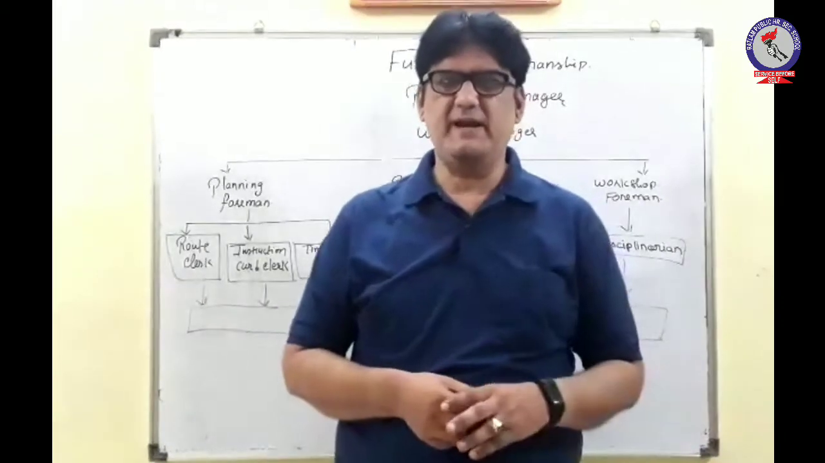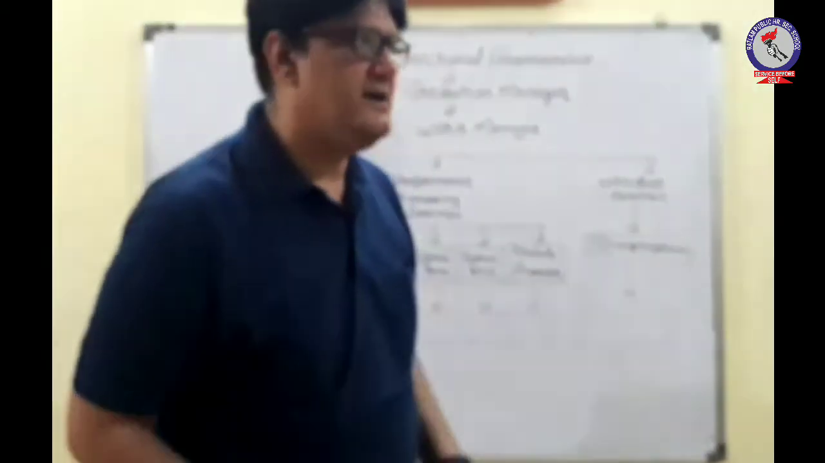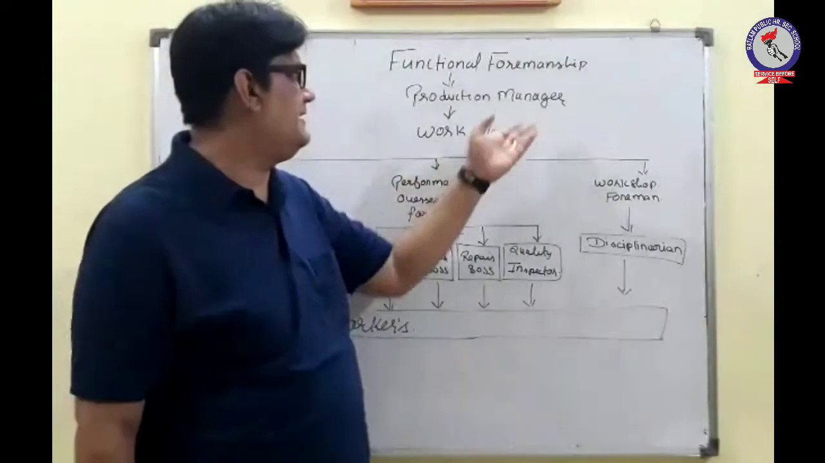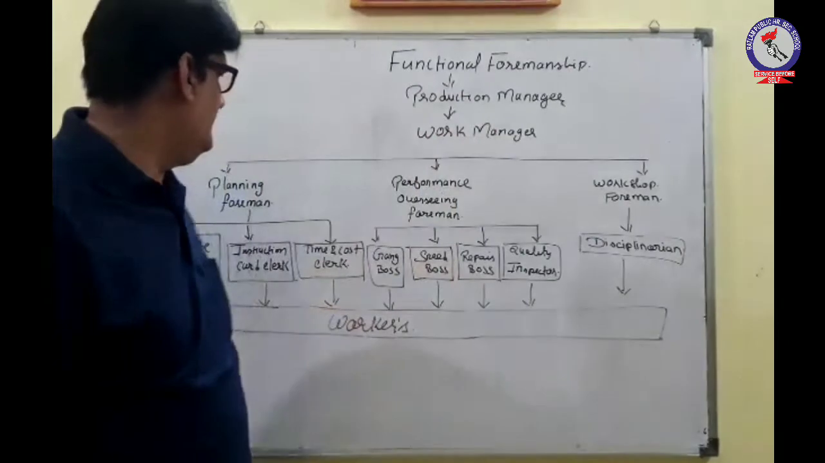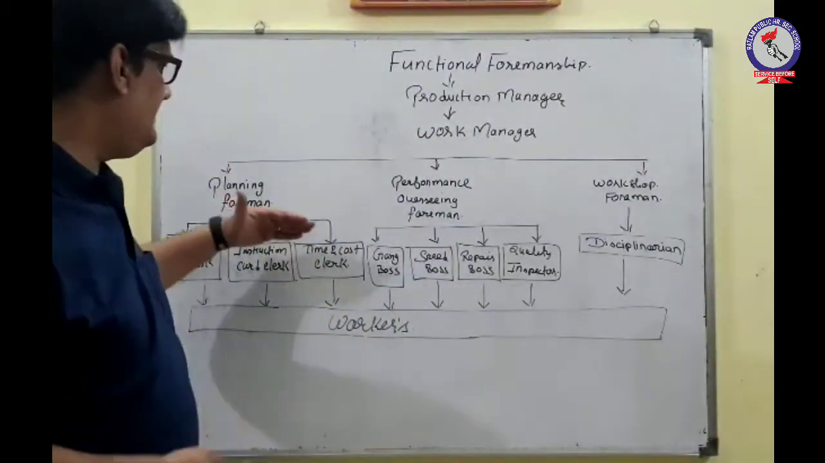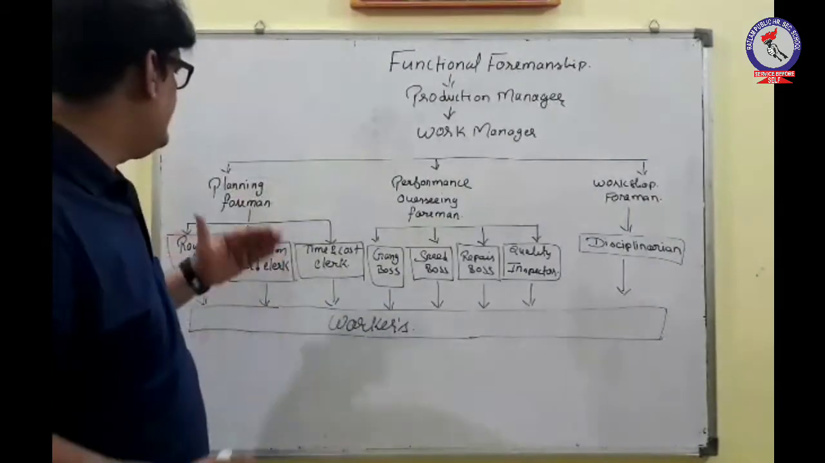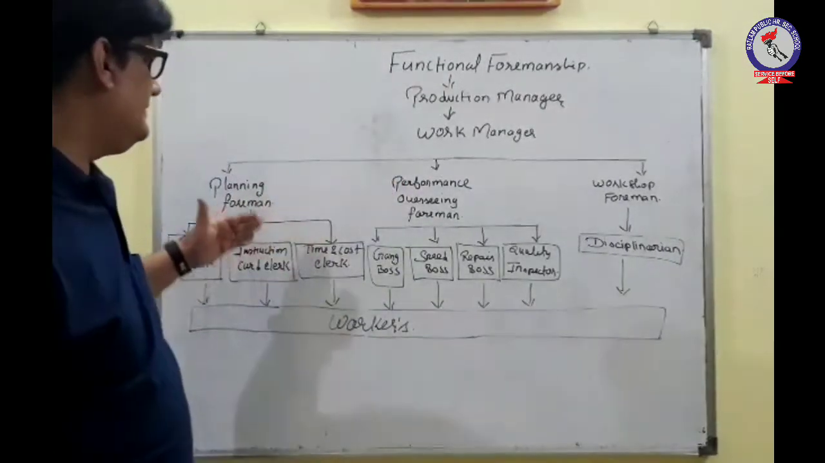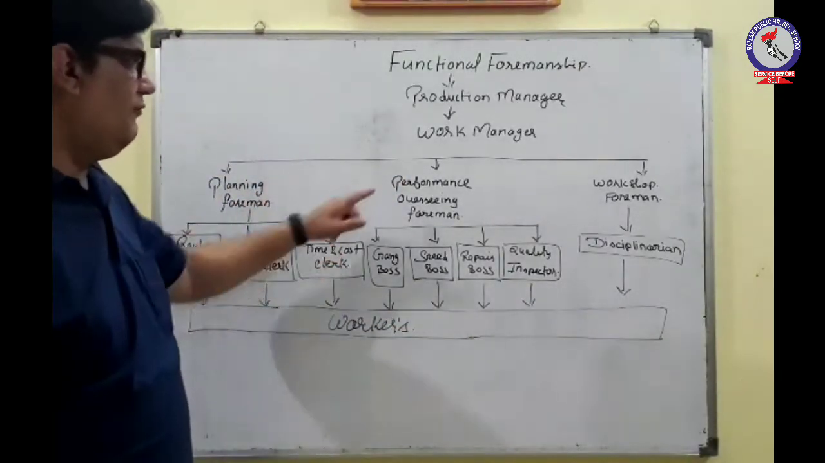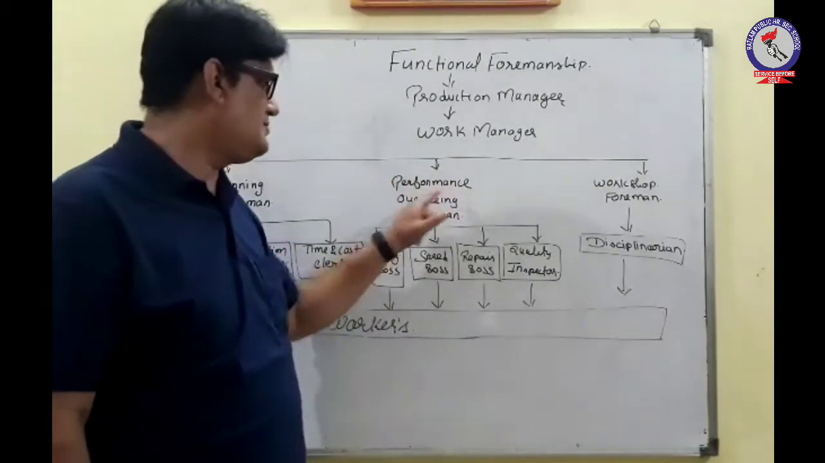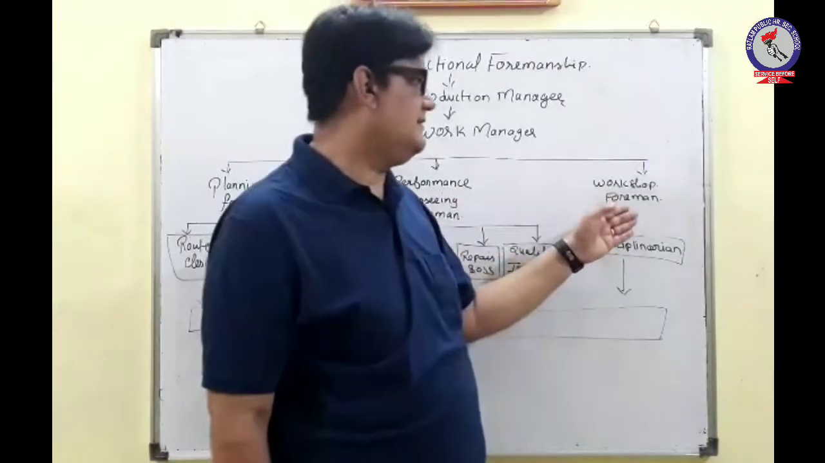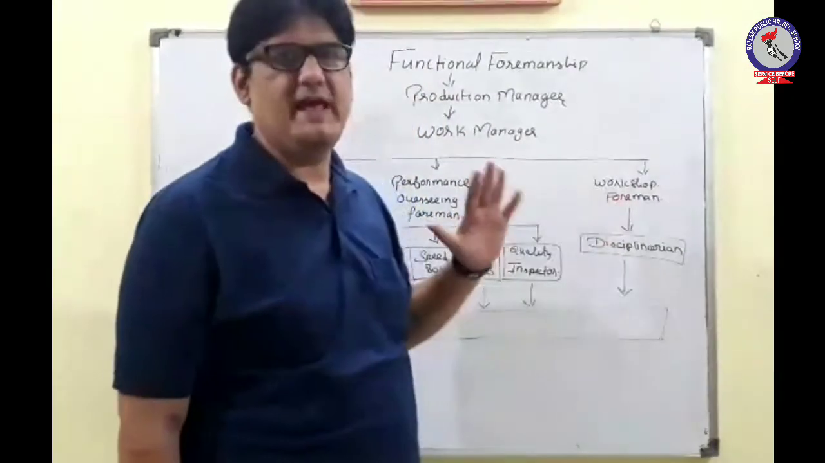Now this has been explained by a flow chart which I have drafted for you. It is saying functional foremanship related with production and work manager. Basically it is there in the production department. Mr. Taylor has said that he has divided foremen into three categories. One is the planning foreman, one is the performance overseeing foreman, who will see the performance of the employees, and then the workshop foreman.